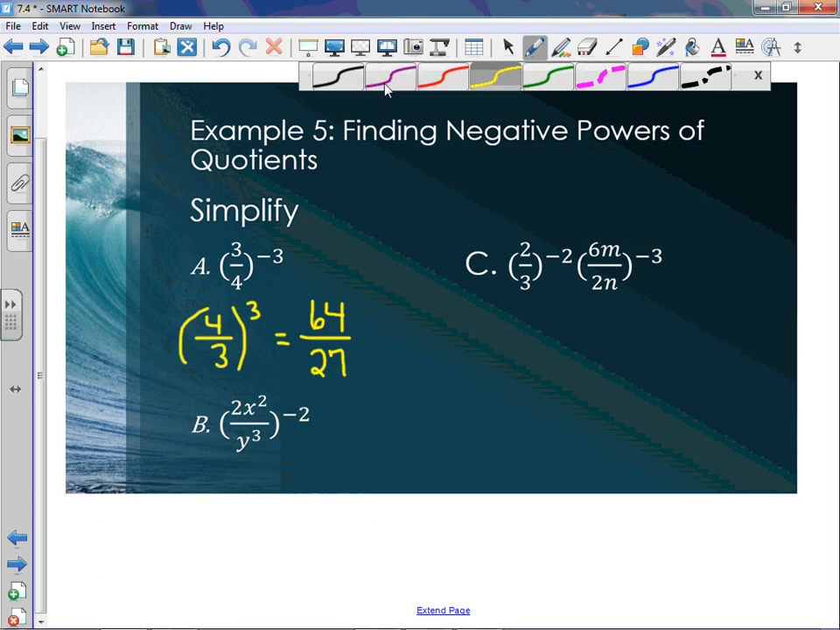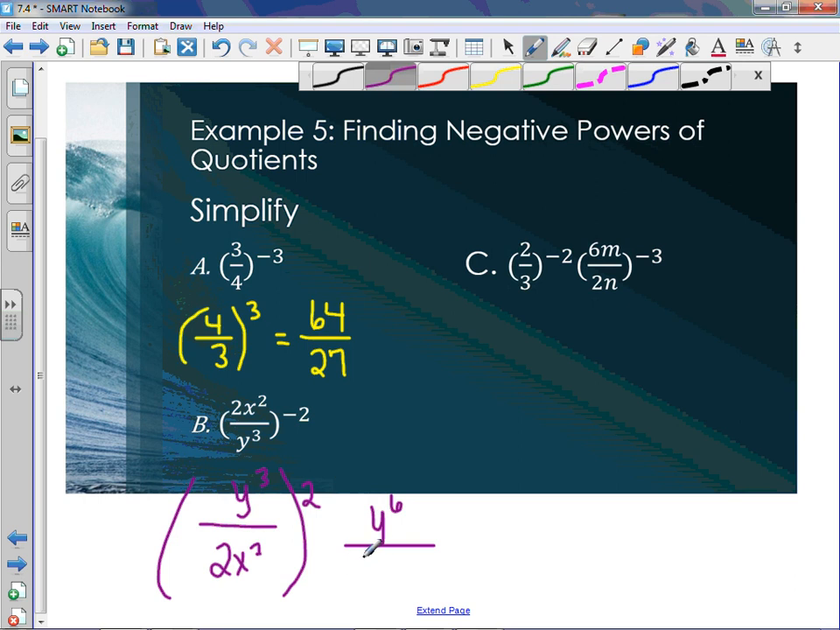I see that negative sign, so I'm going to flip it. Y to the third goes on top, and 2x squared goes on the bottom. And we're going to square the entire thing because the negative used its power to flip it. Now I'm going to distribute that squared. So I get y to the 6th over 2 squared is 4, x to the 4th. Hopefully you're with me.